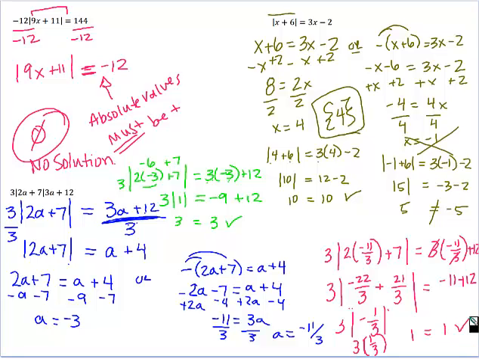So here we have two solutions, negative 11/3 and negative 3. Whenever you have two solutions, you always want to list them from least to greatest. You could certainly write negative 11/3 as negative 3 and 2/3. That's fine as well.